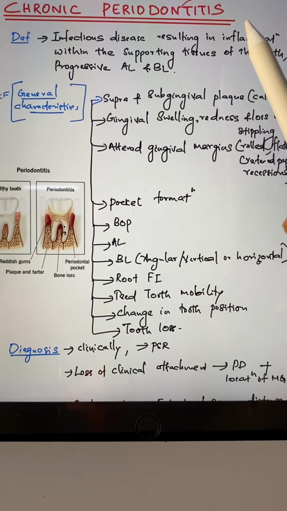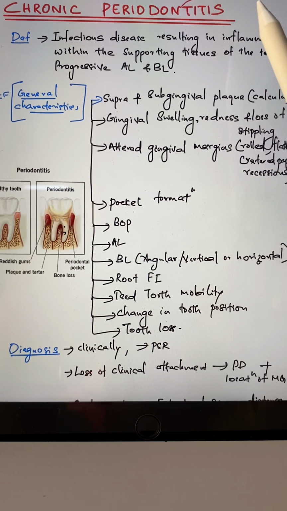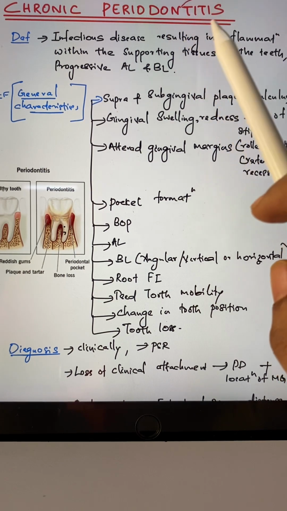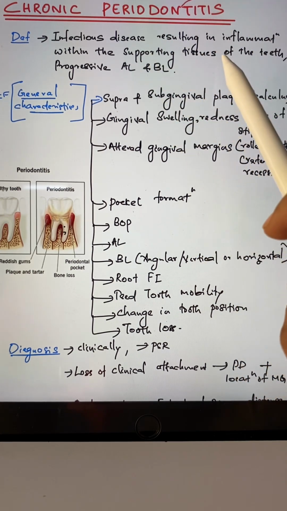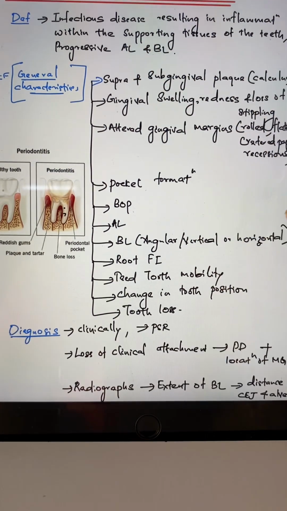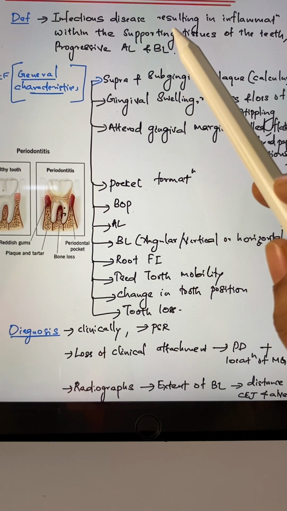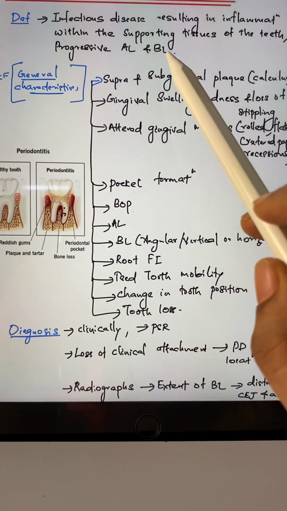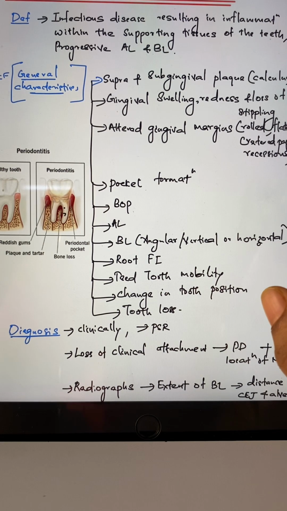Hello everyone, today let's discuss chronic periodontitis. By the name itself, we know it's an infectious disease where inflammation would be there. So the definition says that it's an infectious disease resulting in inflammation within the supporting tissues of the teeth, with progressive attachment loss and bone loss. So here it's a complete destruction of the periodontium that is happening. That is why in the definition they told that it's attachment loss, bone loss, everything. So it's a complete destruction of the supporting tissues due to the inflammation.